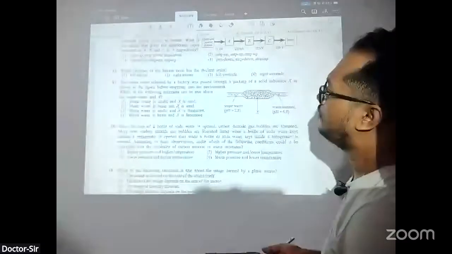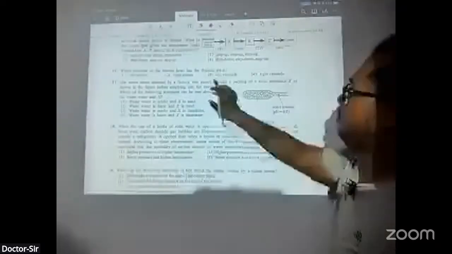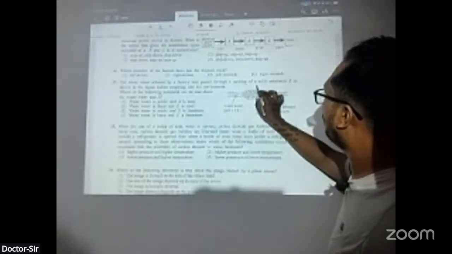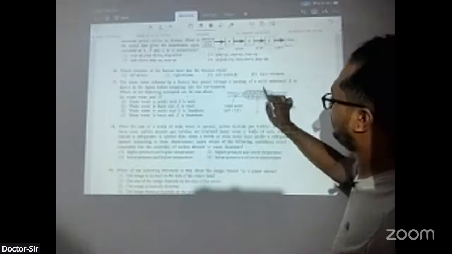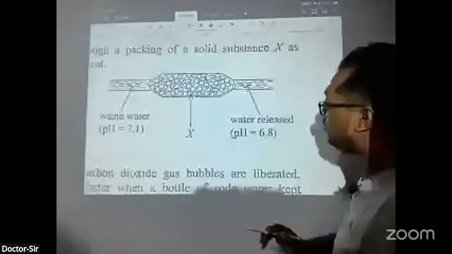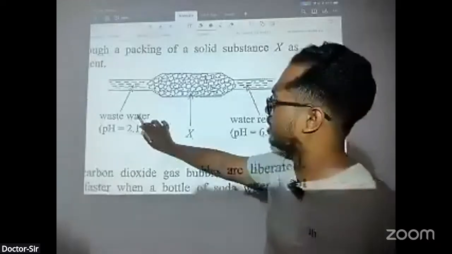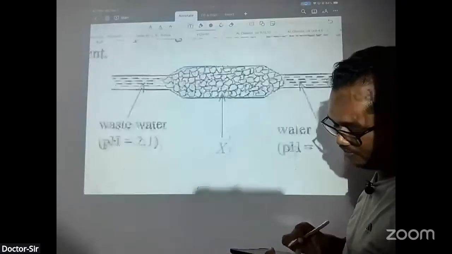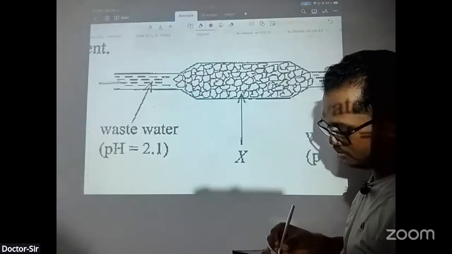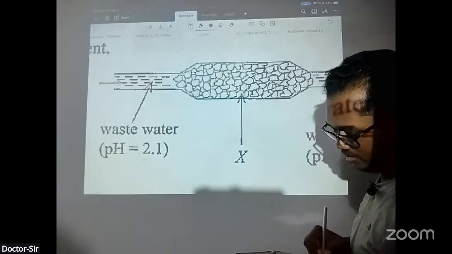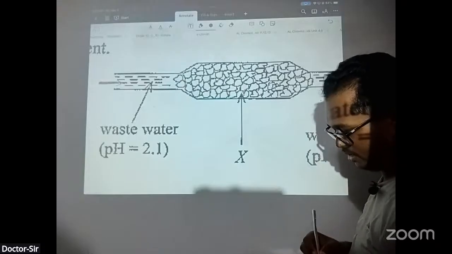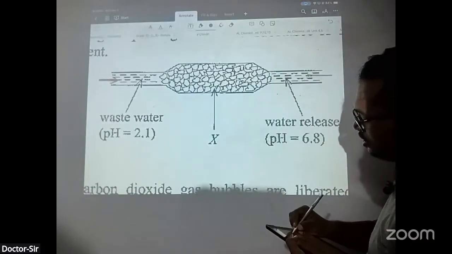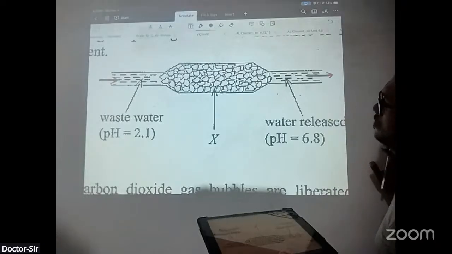Now the next question. The wastewater released from the factory was passed through the packing of a solid substance X. So this says there is a solid substance in this X. So wastewater will be the input. I think water is released from this area. Okay, so we will look at this area. So water will be input here, and water will be output through this. Okay, right. Now we can think about this image.